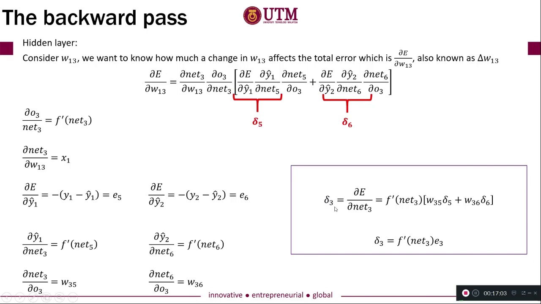Delta 3 is still defined as del E over del net 3. Again, delta 5 is equal to del E over del net 5, and delta 6 is defined as del E over del net 6. So if you talk about a neuron at the hidden layer, one of them is node number 3. The delta 3 at node 3, or neuron 3, is also defined as del E over del net 3, which is equal to... what is the definition of del E over del net 3?